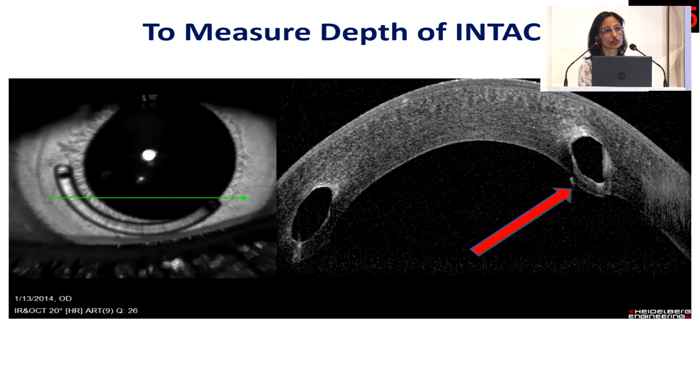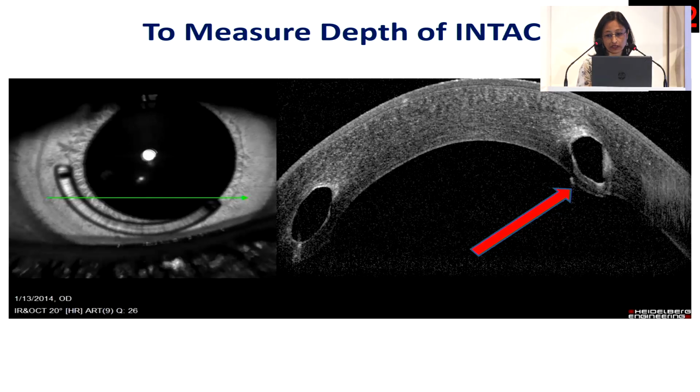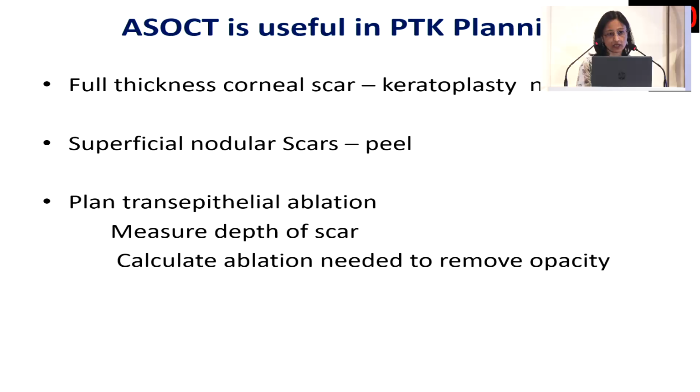We can also visualize intracorneal ring segments very beautifully. We can see the position and depth of the intacs. And sometimes the underlying stromal melting, if it is there a few years after intacs, is very clearly visible on the AIOS2025. Now, another indication of the AIOS2025 is in PTK planning. So whenever we see that there is a corneal scar, to manage that case, we need to know the depth of the scar, position of the scar.